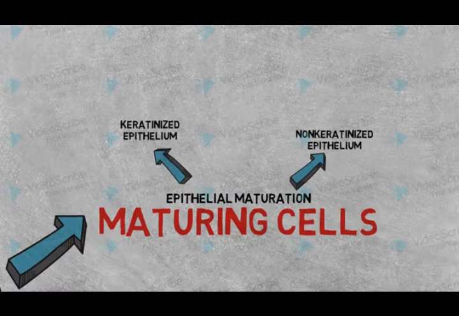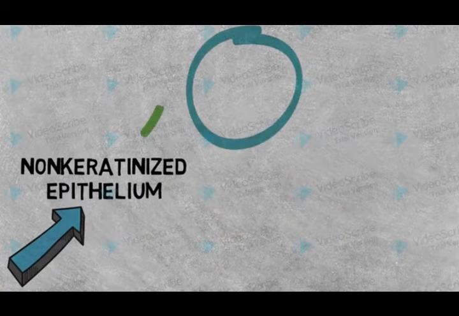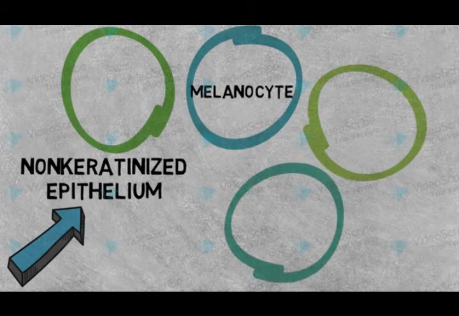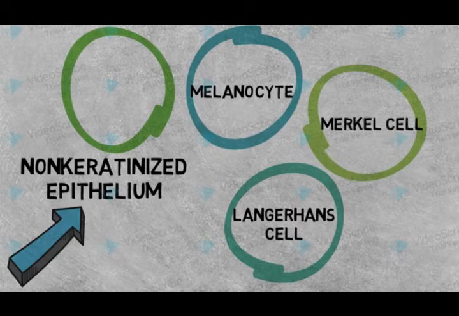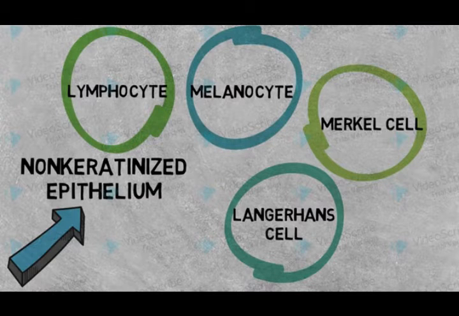As for non-keratinized epithelium, there are several characteristics that you should know. The first one is melanocyte, which is responsible for the synthesis of melanin pigment. Secondly, Langerhans cells, antigen-presenting cells that function with the immune system. Merkel cells, a tactile sensory cell. Lastly, lymphocyte, which we know is associated with inflammatory response.